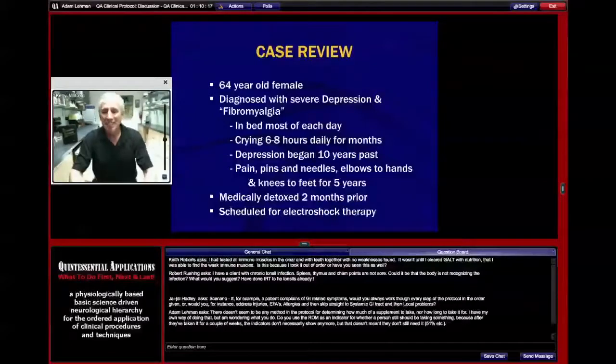She had been medically detoxed 2 months prior from narcotic medications, and she was scheduled for electroshock therapy, the typical patient that walks into the office. Her psychologist brother-in-law from Oklahoma, she was from Atlanta, Georgia, referred her to me and said, before you go to electroshock therapy, see what Dr. McCord can do with quintessential applications.